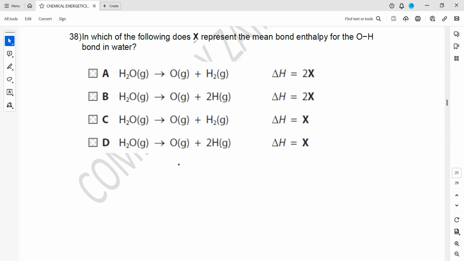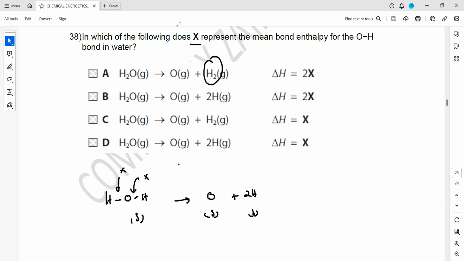So here the first one, why is it wrong? Because a hydrogen molecule is produced. What about B? If you see, we have water in a gaseous state and we produce one oxygen atom and two hydrogen atoms in a gaseous state. So how much do we need to break each bond? X.